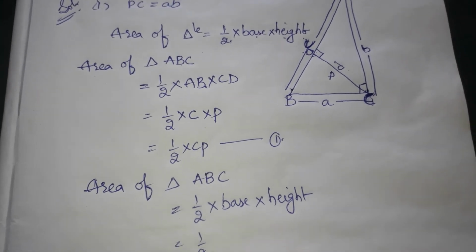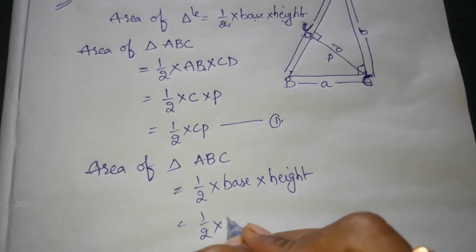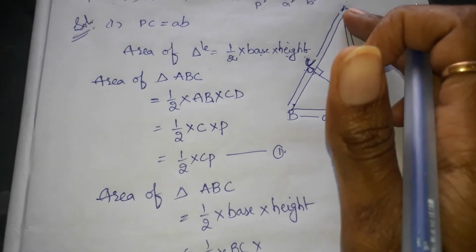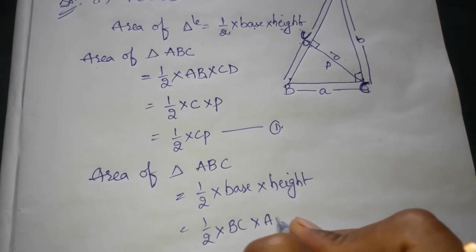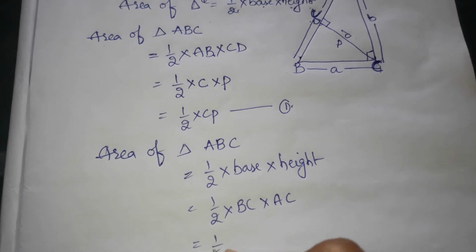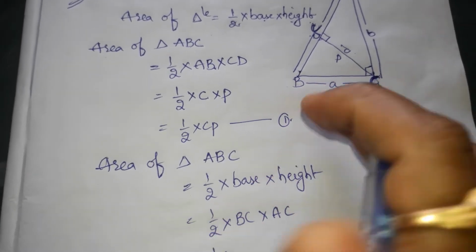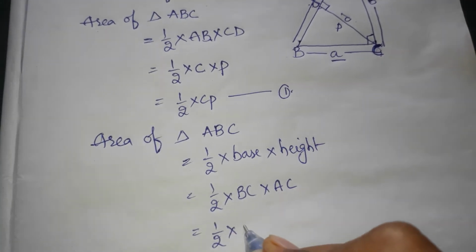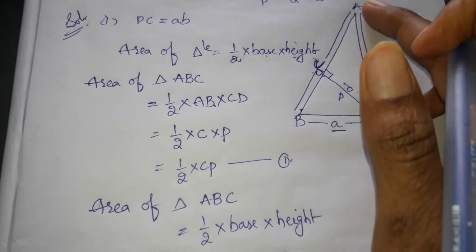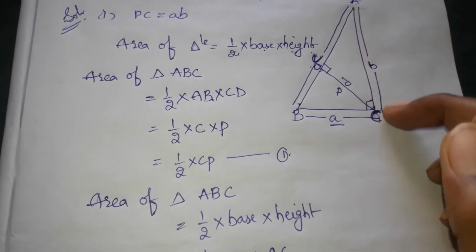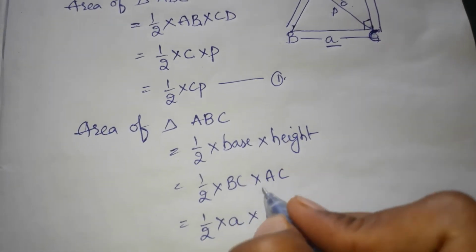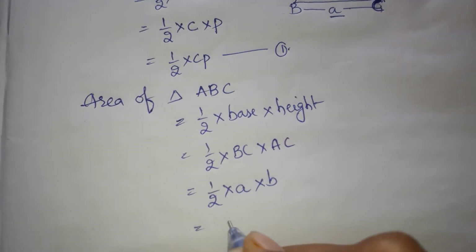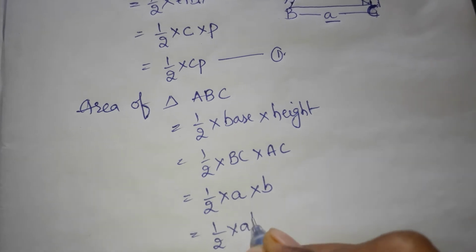So half into what is base? BC is a base. Into what is height? AC is a height, right? Okay, now half into what is BC value? What is the length of BC here? We know that it is A. Here A into what is AC value? What is the length of the AC? This is B, right? It is B. So it is half into AB.